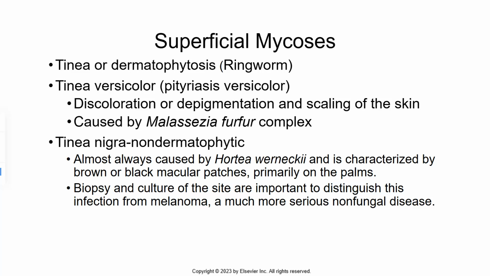Tinea nigra, non-dermatophytic, almost always caused by Hortaea werneckii, is characterized by brown or black macular patches, primarily on the palms. Biopsy and culture of the skin are important to distinguish this infection from melanoma, a much more serious non-fungal disease. Melanoma is, of course, skin cancer.